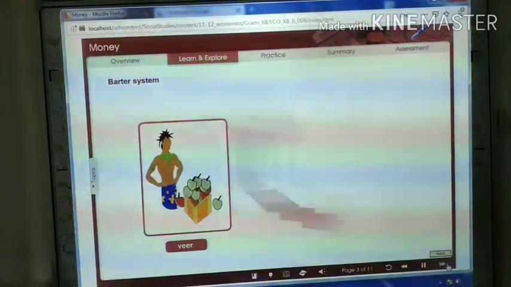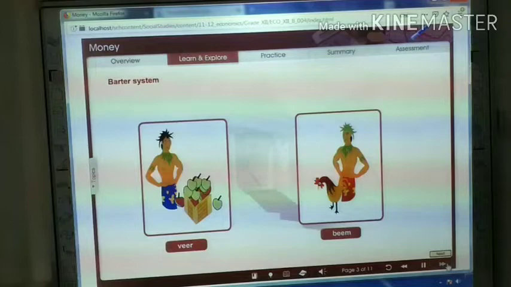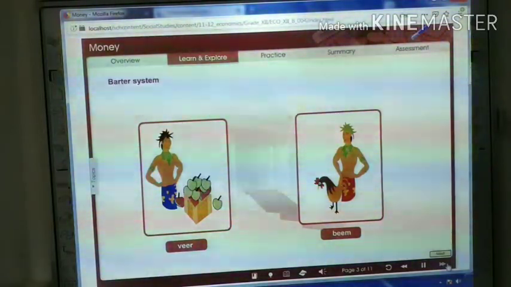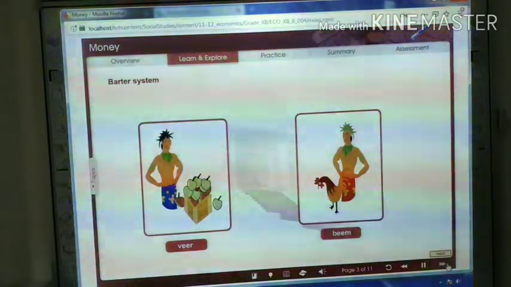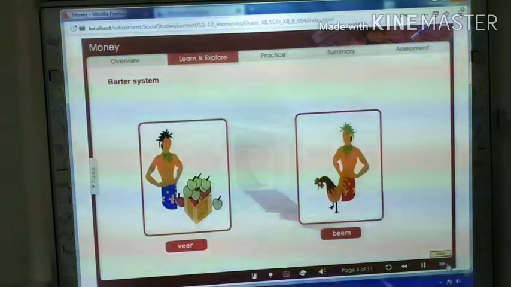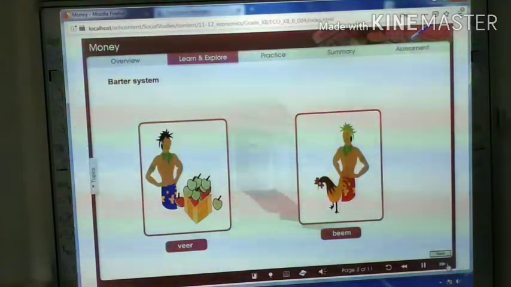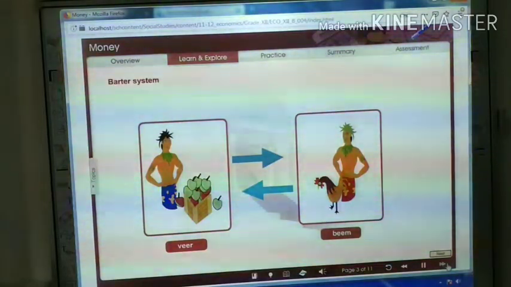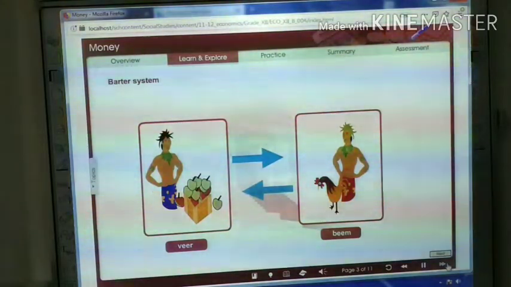For example, when a farmer gives apples and gets a hen from another person in return, it is known as barter system. Barter system works when there exists double coincidence of wants. Double coincidence of wants refers to the simultaneous fulfillment of mutual wants of buyers and sellers. Both of them are happy and exchange the goods. However, as civilization developed, people faced many difficulties in using the barter system.